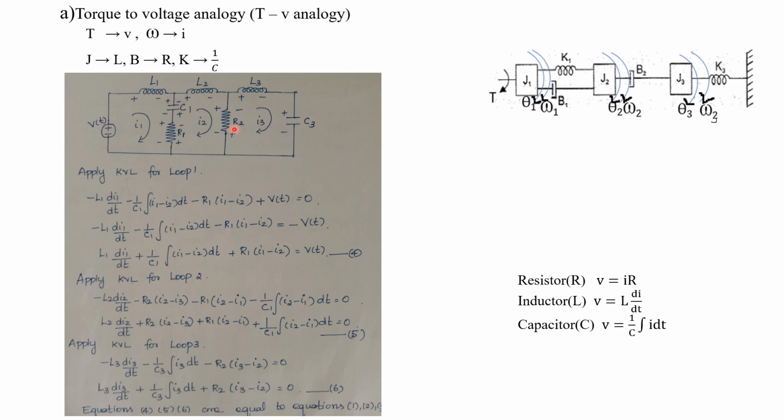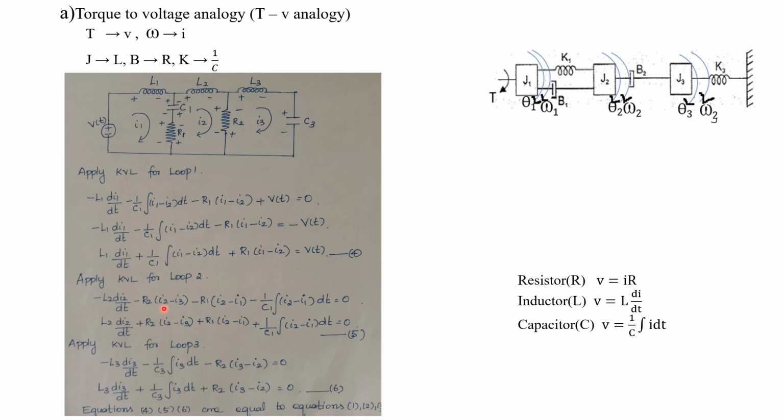Okay, similarly for loop 2, we are going to apply Kirchhoff's voltage law. When we are starting from here, at this corner, going from plus to minus, it will be minus L2 into, what about the voltage drop across the inductor? See here, L into di by dt, that is L2 into dI2 divided by dt, because I2 is the only current through this L2. Then if we are going like this, from plus to minus, it will be minus R2 into, what about the current flowing through R2? Two currents, that is I2 and I3.